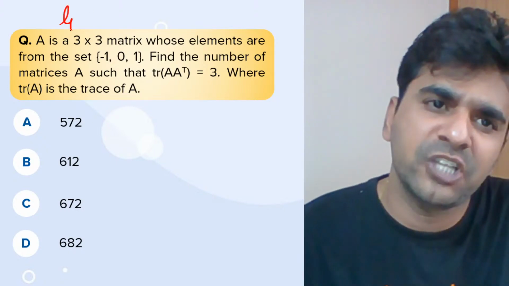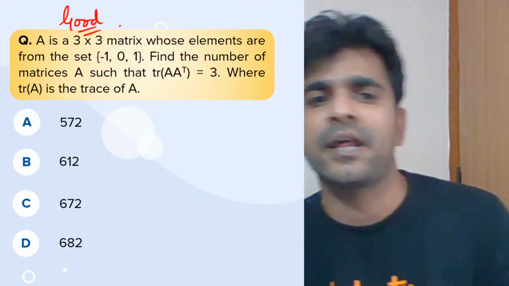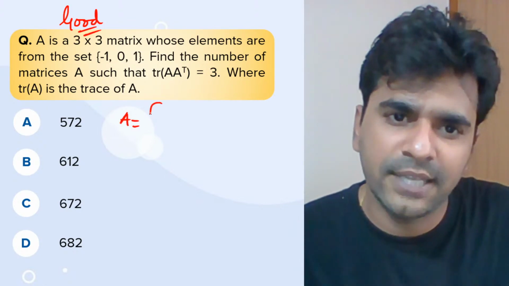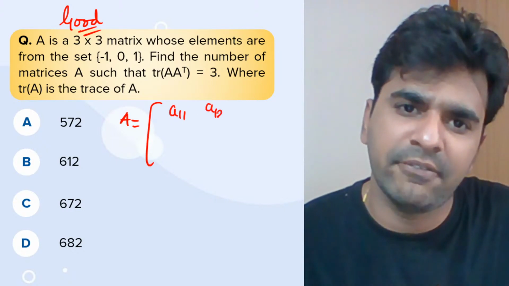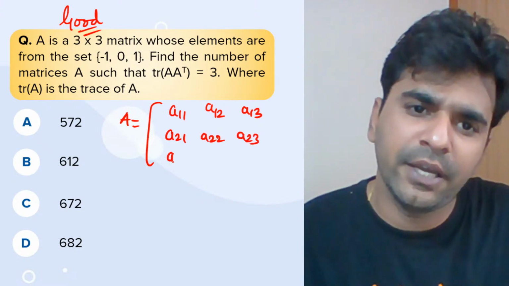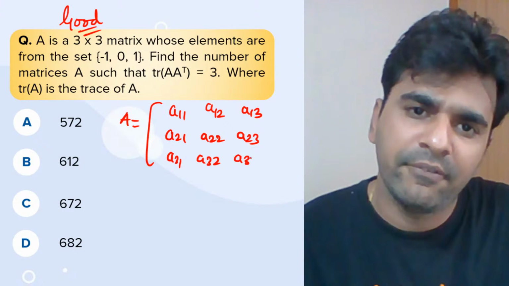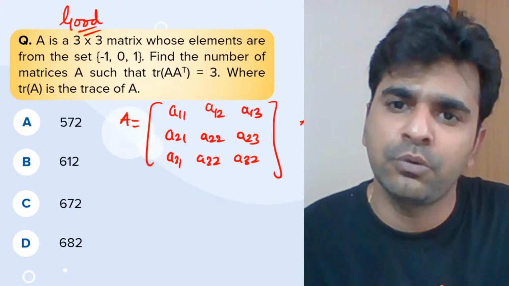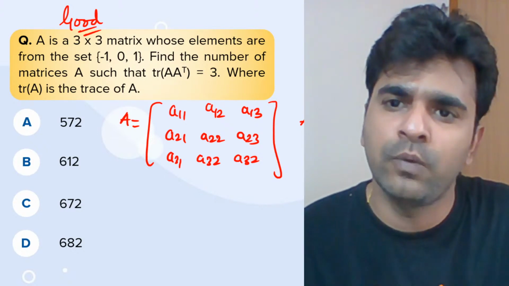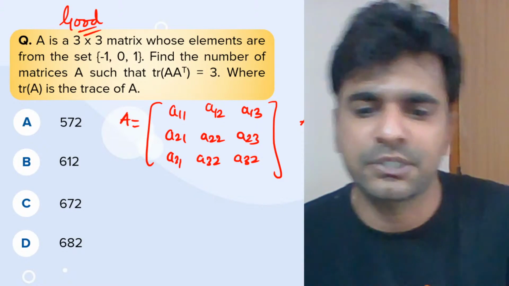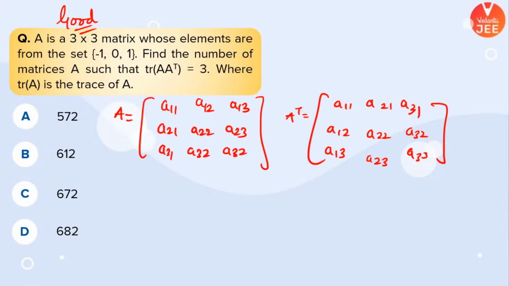Now, as per JEE Mains, I will call this question a good one, because there are multiple concepts over here. Let's say a matrix A is given to me like this: A11, A12, A13, A21, A22, A23, A31, A32, A33. Everybody can find the transpose very easily. The transpose will be written as A11, A21, A31 in the first row, then A12, A22, A32, then A13, A23, A33. I will remove myself from the screen so that you can visualize the screen completely.